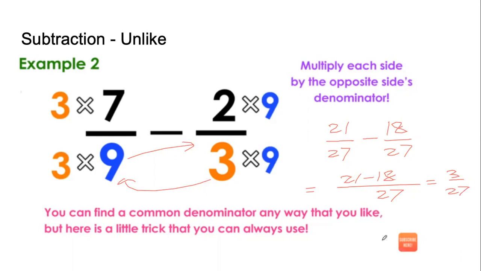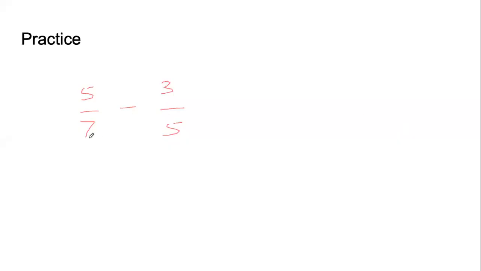Now let us see if you are able to solve it on your own. The question that you will try to solve for yourself is this: 5 by 7 minus 3 by 5. Now we have denominators 7 and 5. They are different, so the fractions are unlike. We have to make the fractions like.